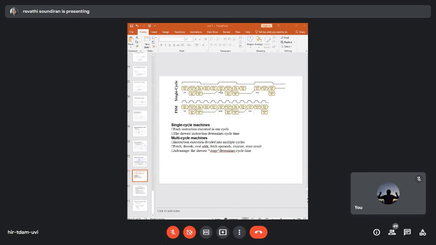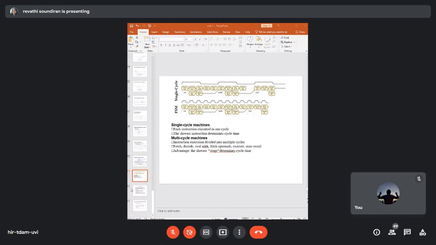So this is one cycle, and this is going to be followed for all the instruction execution. The slowest instruction is going to determine the cycle time. Now you have to remember that each instruction is executed in one cycle only. Your load word is executed in one cycle, your add is executed in the next cycle, and your jump instruction is executed in the next cycle. So you can see a lot of time slots are available where your processor remains idle.